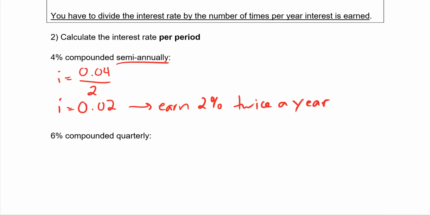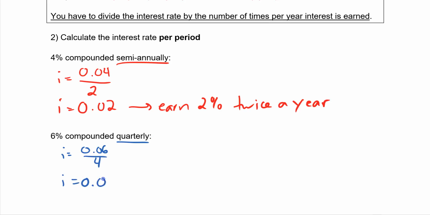It's going to grow a little bit faster. Now, same idea, 6% compounded quarterly. So again, 6% is 0.06. If it's compounded quarterly, that means 4 times per year. So divide by 4, and I get 0.015. So about 1.5% every 3 months.